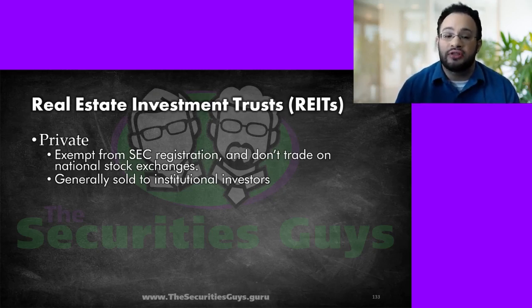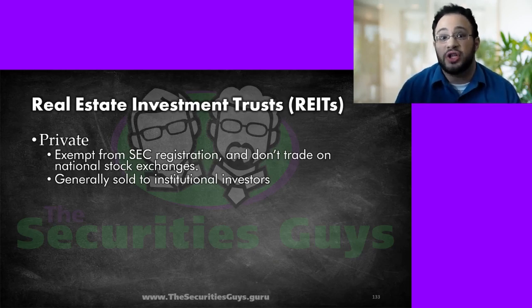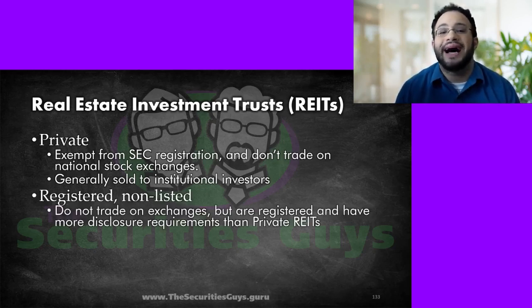Private REITs are generally sold to institutional investors. We're going to discuss them more later, but basically those are big corporate entities with at least $50 million to invest and under investment. So they're ones that generally don't need as much disclosure. They're considered to be much more sophisticated, so they don't need all of the warnings and disclosures that we need for normal retail investors.